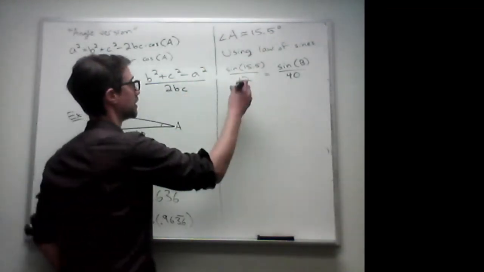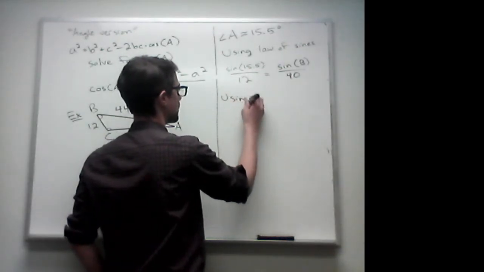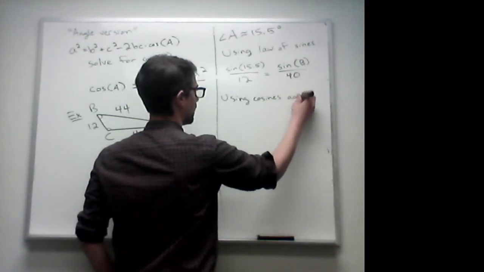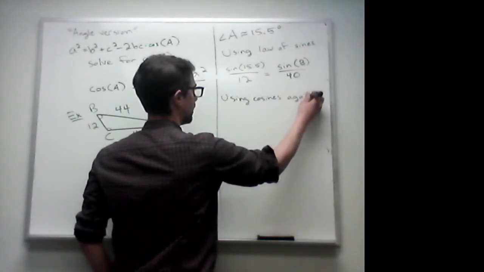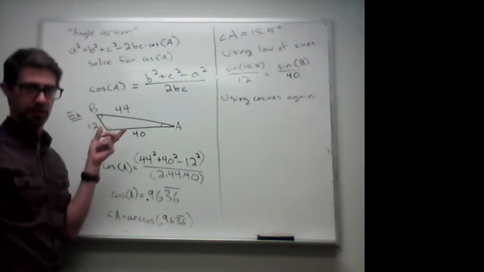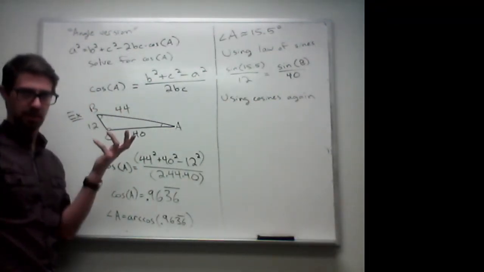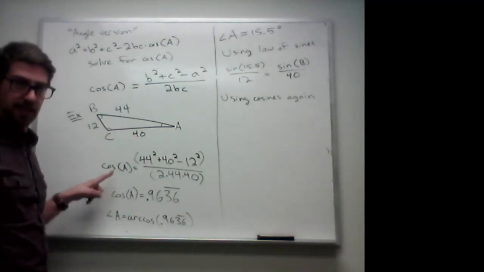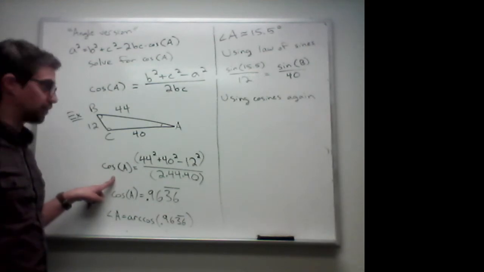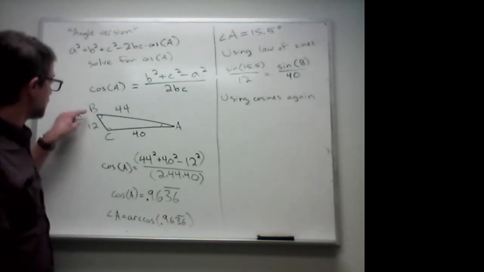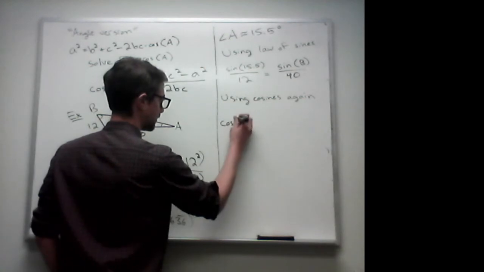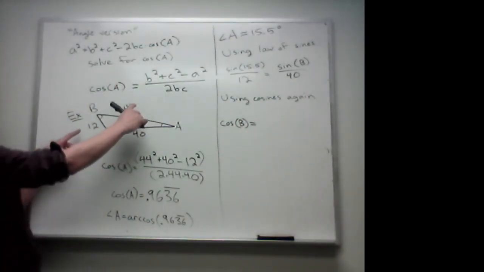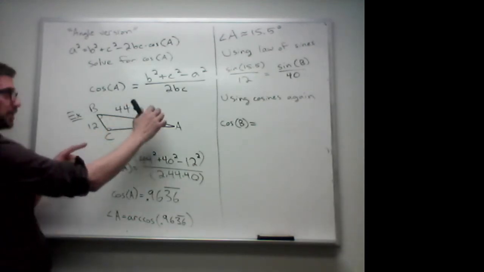Or I will say using cosines again. We have all three sides already, so we don't want to use the sides version of cosine, because that's for when we need a sine. What I mean is we can just literally do this exact same thing again with a different angle. So if you're going to do that, you would get cosine of B equals, so it's the other two sides first, so it's 12 squared plus 44 squared.